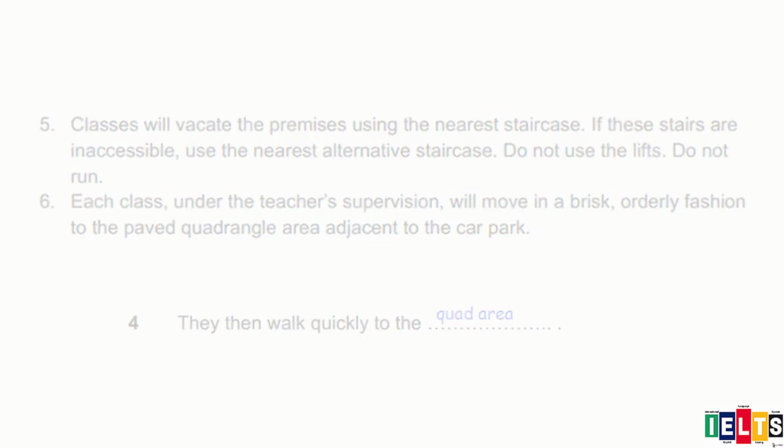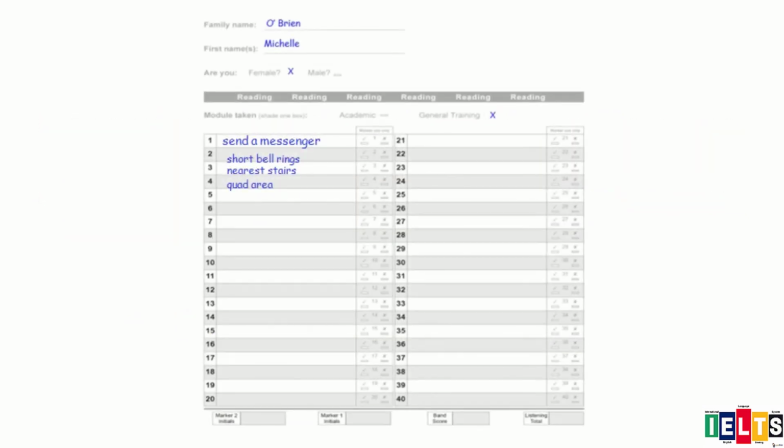So here we can see that the missing words are quad area or quadrangle area. So if you can go to your answer sheet and write quad area or quadrangle area for the fourth answer, and then simply go back and read the fifth question.